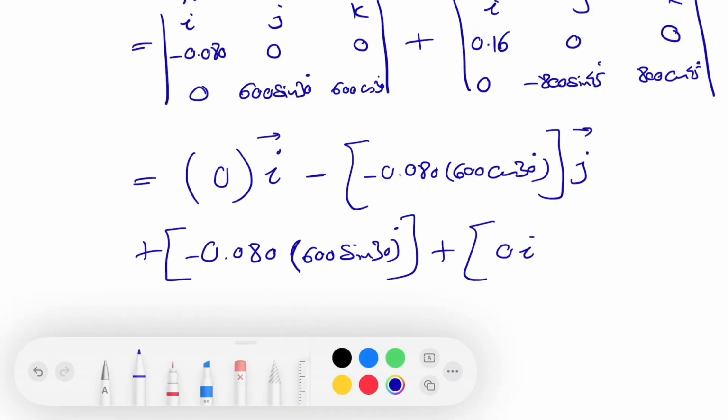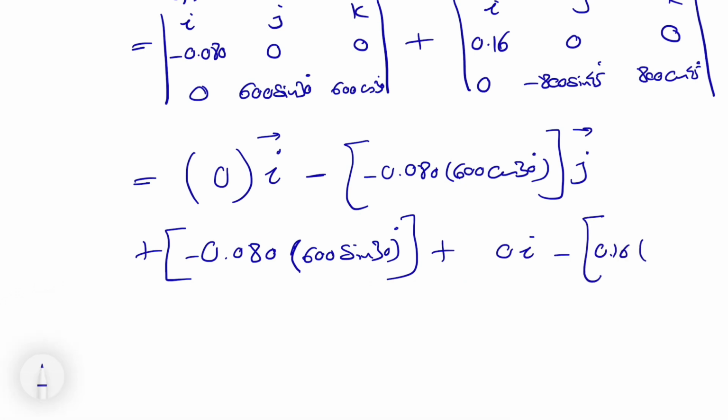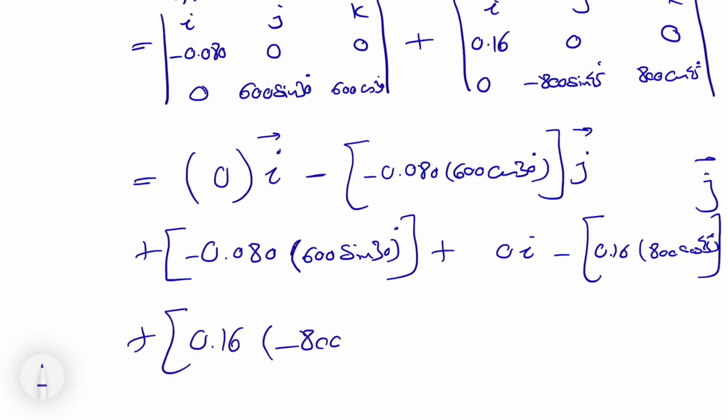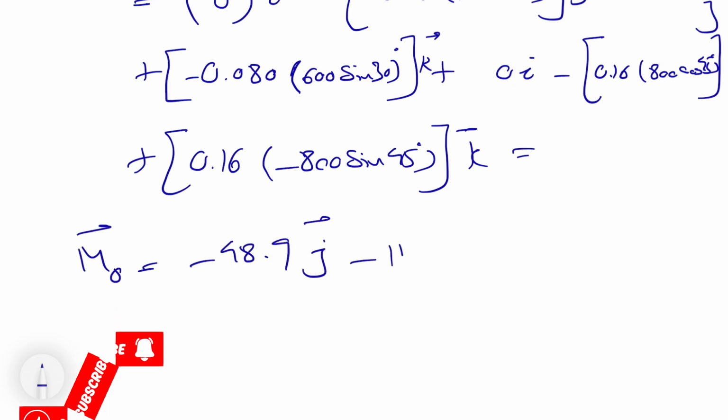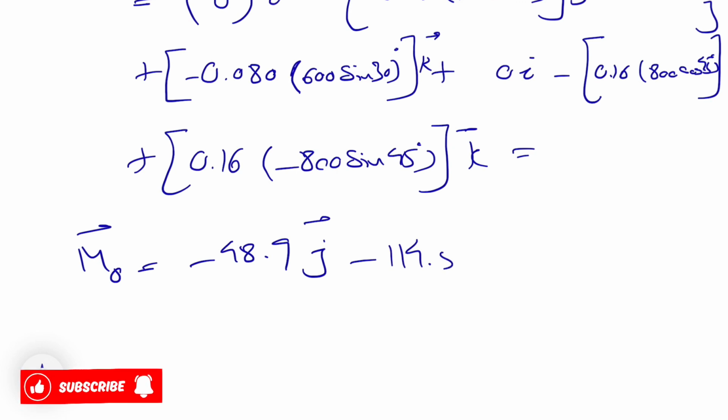For the second determinant, again there is no I component, so it will be 0 I. For J, this time we have 0.16 times 800 cosine of 45 degrees. This will be our J, and for K we'll have 0.16 times minus 800 sine of 45 degrees, K. And as we can see, there is only a J and K component for the moment as well.